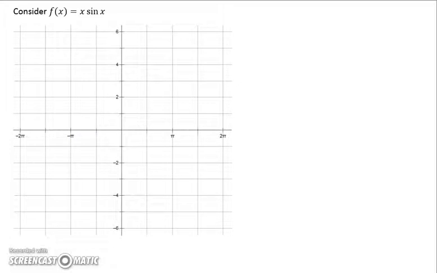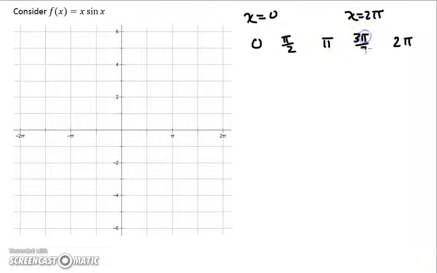Consider the function f of x equals x times sine of x. So if we take this and do what we've been doing with it, we would set our bx minus c, or in this case just x, equal to 0 and equal to 2 pi, and we would solve, which is done. So we know that we're going to have 0 and 2 pi as the starting and ending points. Right between those is going to be pi, pi over 2, 3 pi over 2. And if we thought about our parent function, that's going to go 0, 1, 0, negative 1, 0.